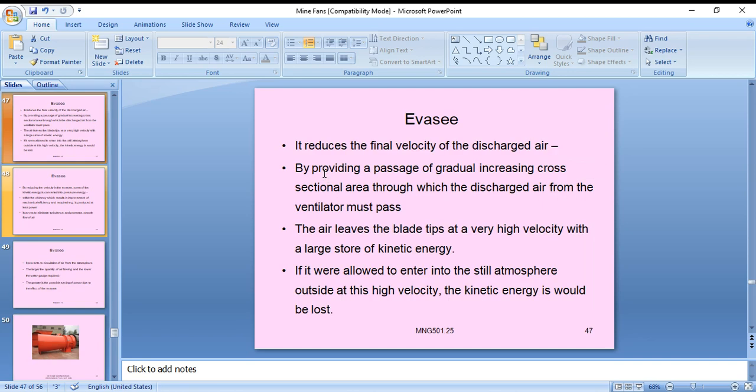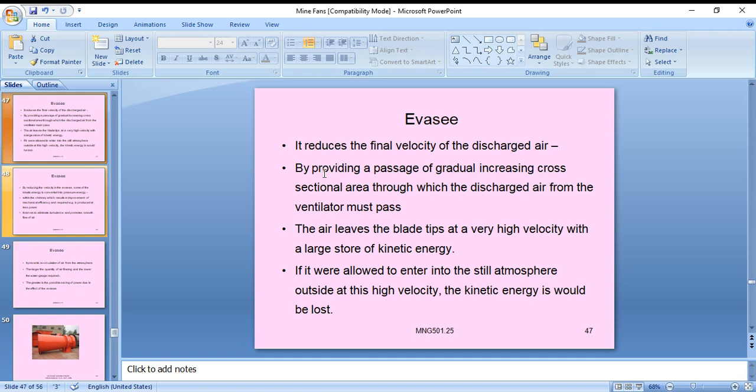And then the evasé. What is the importance of the evasé? It reduces the final velocity of the discharge air, which is also very important. So what is the evasé? From the reduced level, the air gradually goes to the exhausting system.